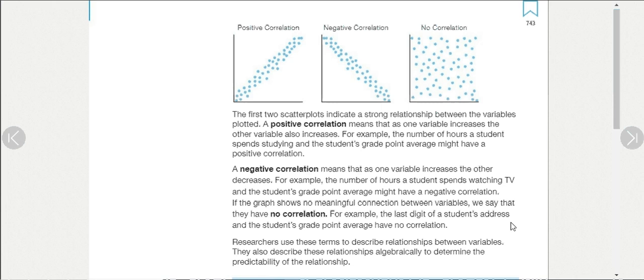This might be the number of hours a student spends watching TV and the student's grade point average. I appreciate that graph. Something to keep in mind during this quarantine.